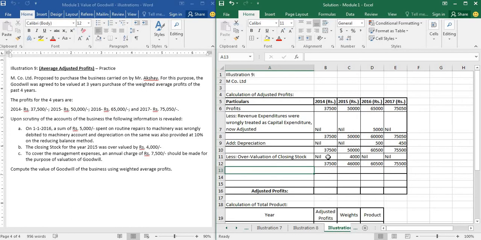Now closing stock of 2015 was affected. That means opening stock of 2016 was also affected. So the opening stock also was overvalued. Since the opening stock was overvalued, what has that done? That has reduced your profits by that much for that year. So in order to correct it, we will have to add it back.